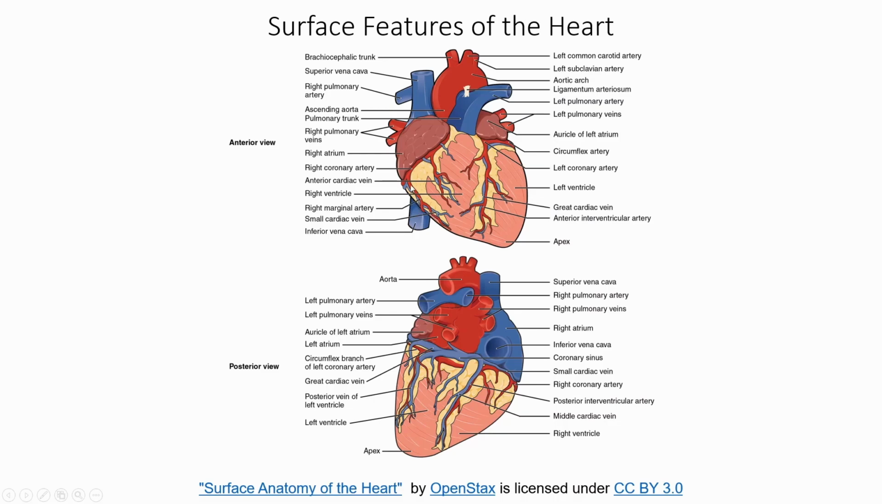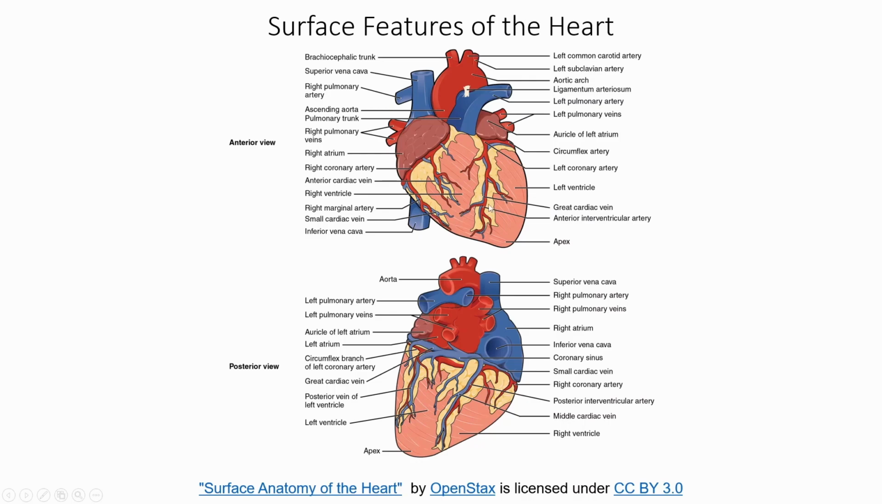So to try to remember that, we have the right coronary artery, the anterior cardiac vein, named for the side and where they're facing, the right marginal artery, and the small cardiac vein. Those are kind of on the side there and coming down. Over on the other side, we have the left coronary artery, the great cardiac vein, and the anterior interventricular artery, which, if you think about it, is on the front and going between the ventricles.